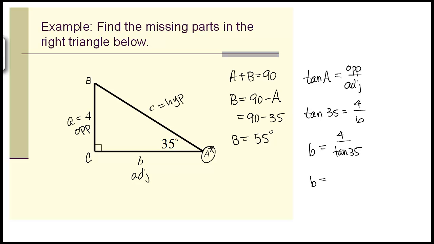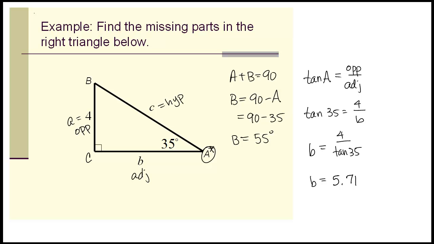For most calculators, all you would have to do is just plug this in. I'm going to plug it in by saying 4 divided by the tangent of 35. And that will give me 5.71. Now, since I do know two sides of a right triangle now, I could use the Pythagorean theorem to find the third. I'm not a big fan of that because one of the sides that I found was rounded, and I'm not particularly fond of using rounded numbers.